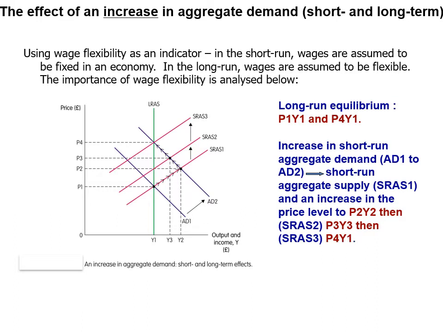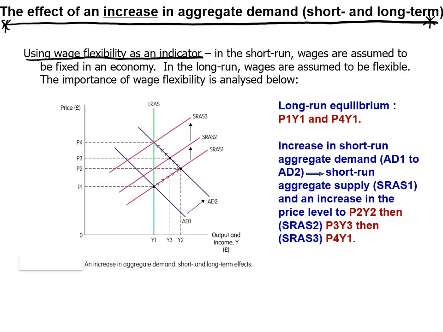Good. Now we can talk about the effect of an increase in aggregate demand in the short and long term. This is very important and very interesting, and I would suggest you pay full attention, please. All right. Now, what we usually do in economics is we use wage flexibility as an indicator of the economy. Why do we use wage flexibility? Using wage flexibility as an indicator, we assume in the short run, wages are fixed. So in the short run, wages are assumed to be fixed in an economy.